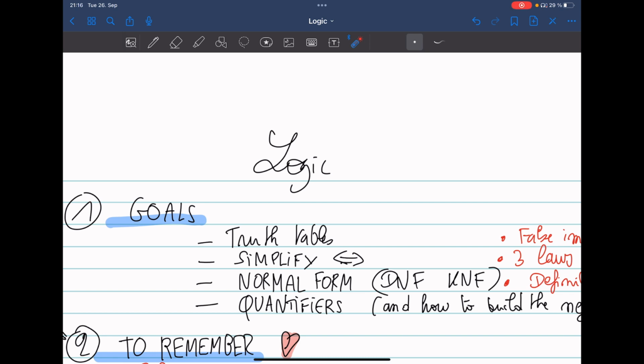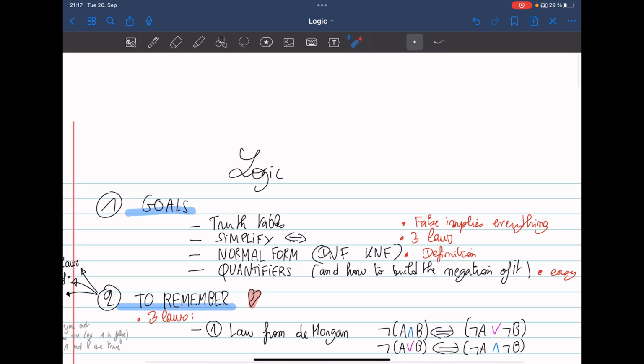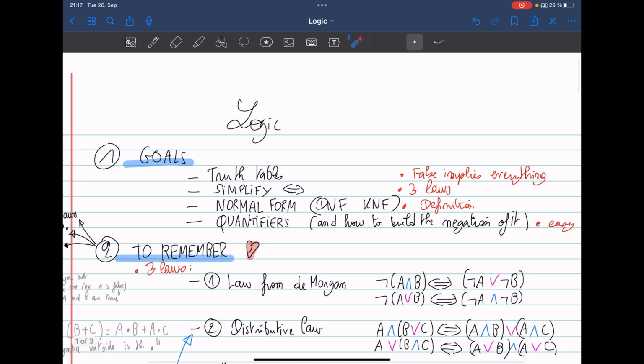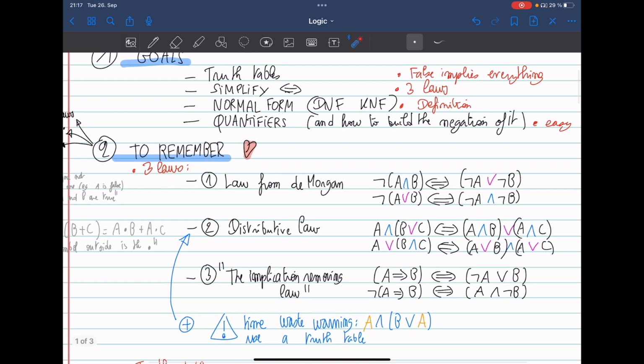First, the truth table. Second, simplify. Third, normal form. And fourth, quantifiers. With the truth tables, the most important part is that false implies everything. Simplify, we will have 3 laws to simplify those kinds of things. Normal form, we have a definition and it's going to be easy once you know the definition. Quantifiers, we just have to know how to negate them. It's actually easy once you know how.